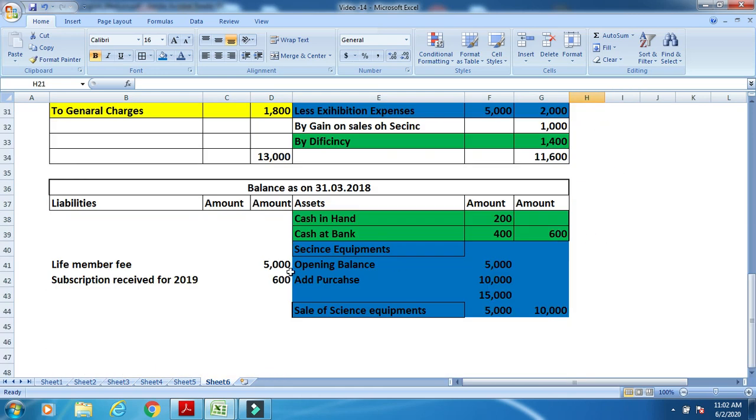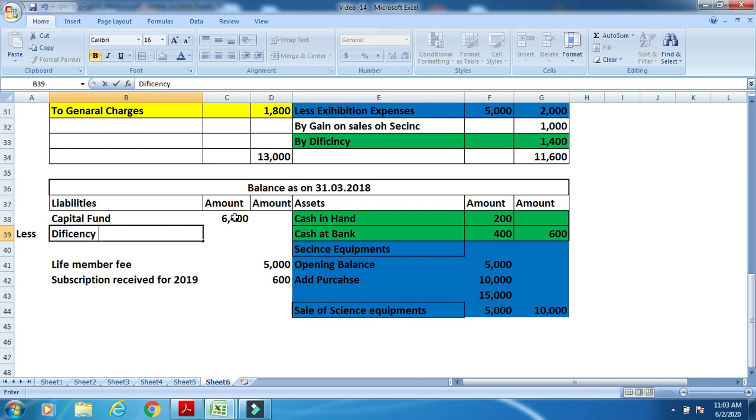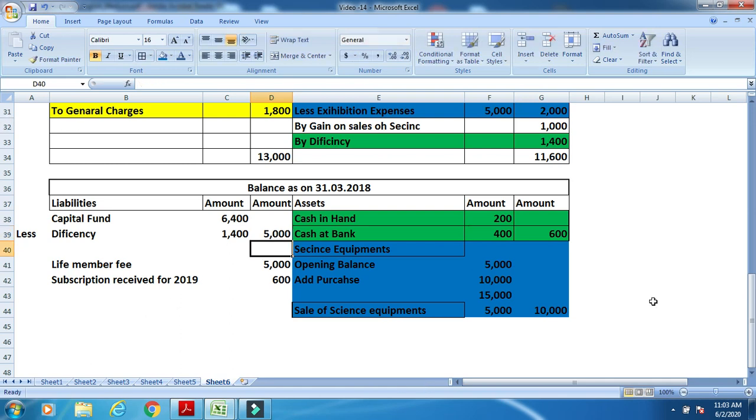So next, on the liability side, the capital fund is always considered. Capital fund, already they are given in the first adjustment 6,400. Then next, less deficiency. Suppose it's a surplus, it will be added, but in the sum they are given a deficiency. That's why it will be deducted. Deducted the deficiency 1,400. 6,400 minus 1,400, the net answer is 5,000.